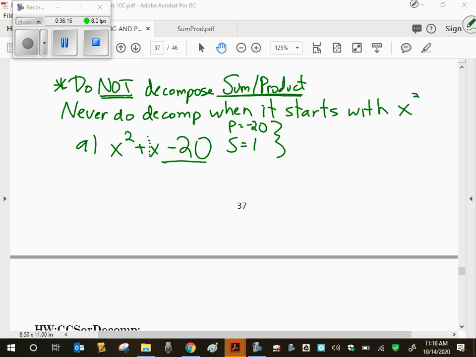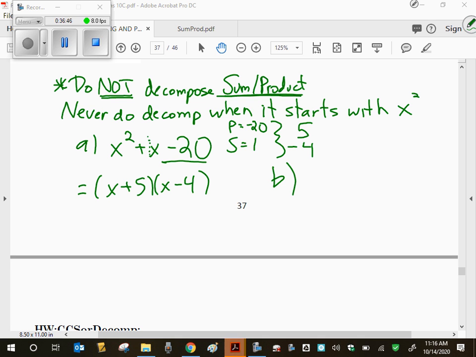Anybody find the two numbers? 5 and 4. Sum is positive, big number is positive. This is the one where you do put those numbers in the brackets and you're done. Done. Done. Done. You're done 10 seconds after you find those two numbers. Decomposition, you got to slice and dice. So do not decomp these ones.